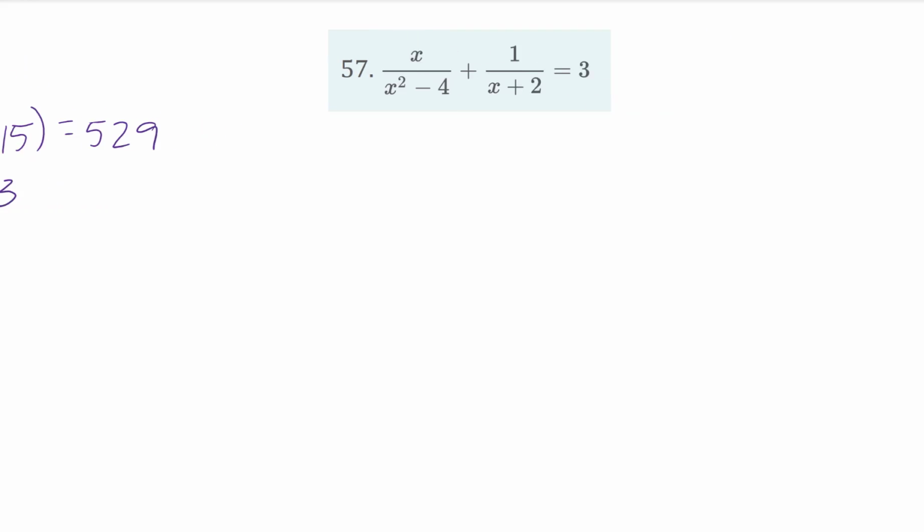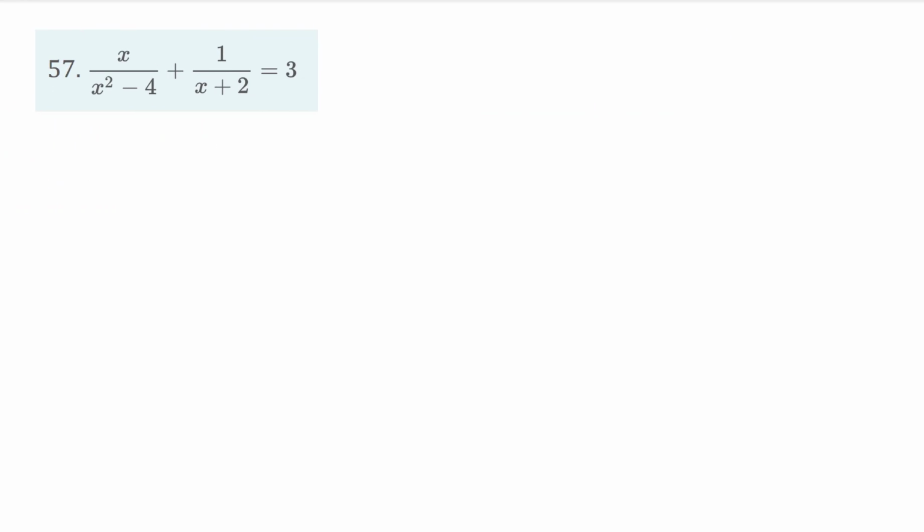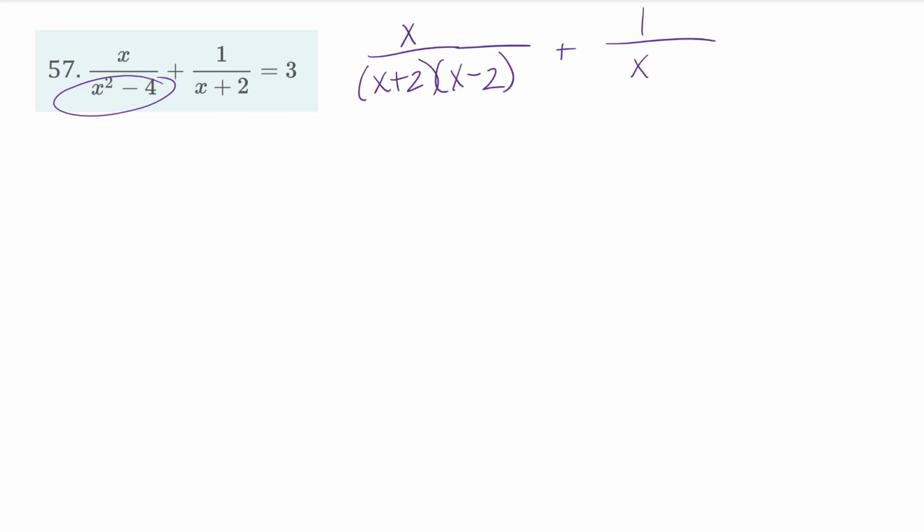So now let's take a look at a rational example. Rational just means there's a fraction with some variables in the denominator. So the first thing I want to do is factor my denominator here in order to see all of its parts. So x over x plus 2 times x minus 2 would be the factorization of x squared minus 4, plus 1 over x plus 2 equals 3.